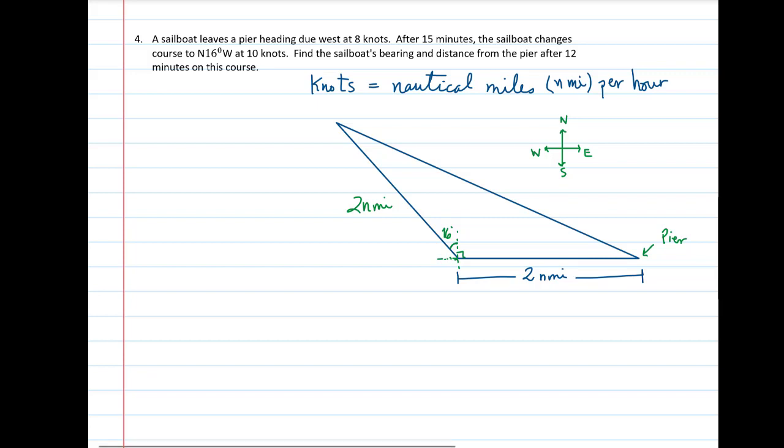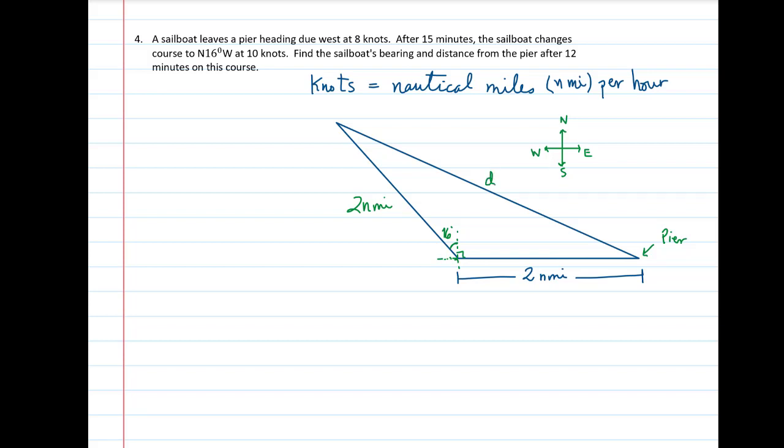Okay, so the problem is asking us 2 things here. It wants us to find the sailboat's bearing and distance from the pier. So the pier was here where we started, and this is where it stopped. Once it changed course and traveled for 12 minutes, it stopped right there. So this distance right here, I'm going to call this D.